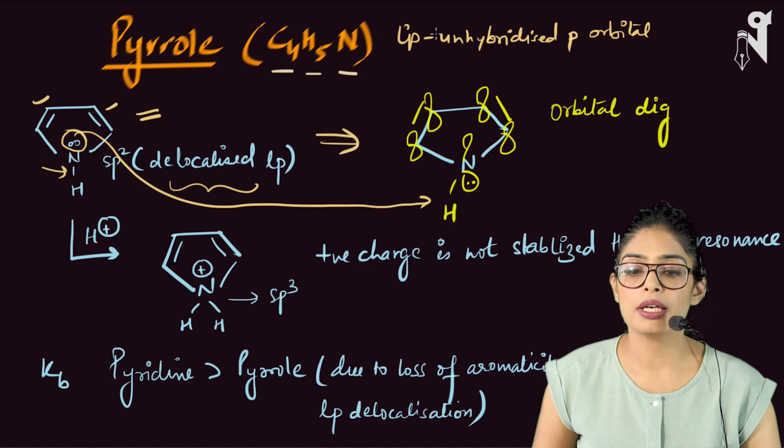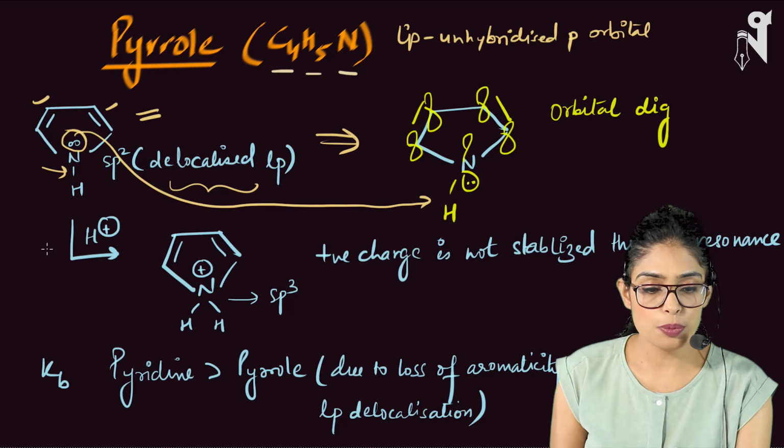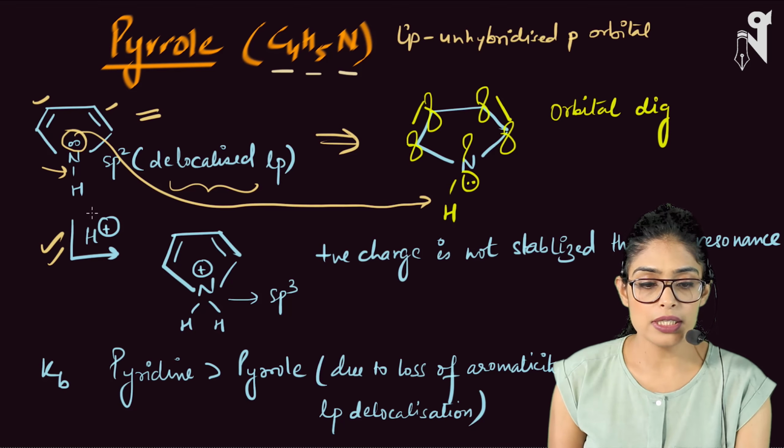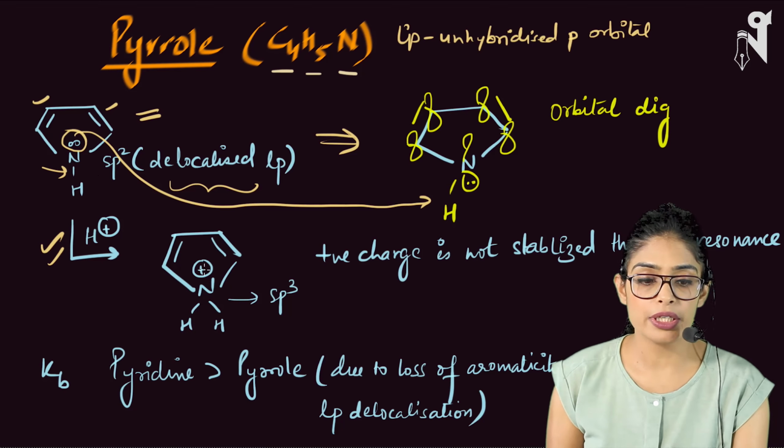Lone pair is in an unhybridized p orbital. So when it acts as a base, basically H plus will attack here, and this will become NH2, and the nitrogen will carry a positive charge. Now look at it very carefully.